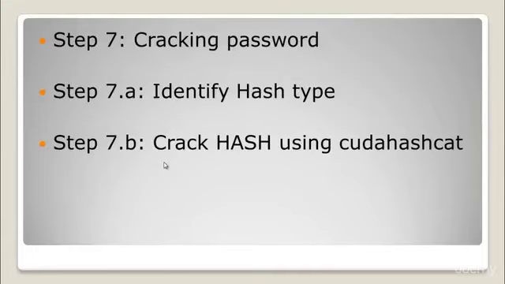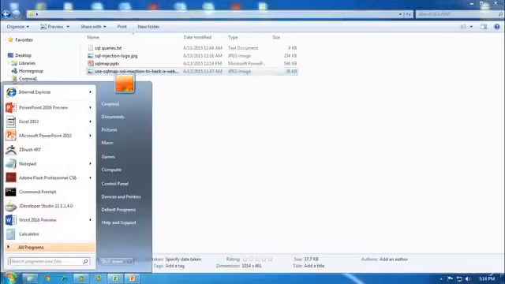First of all, I need to know which code to use for the DES hashes. So let's check that. In order to do that, we need to type cudaHashcat --help, and I'll just type it out and show you.